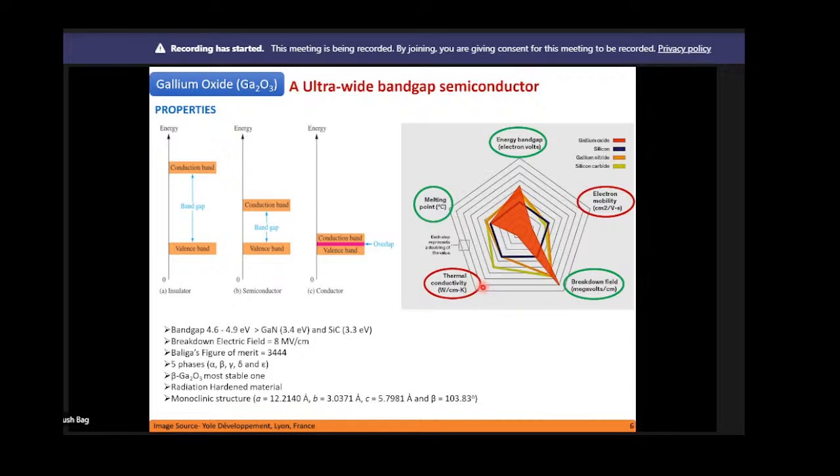So that heat should get dissipated very efficiently. Otherwise, we may burn our device. So these are a few material parameters. Along with that, here we have tabulated a few other material parameters.